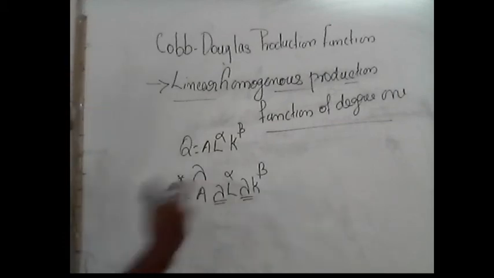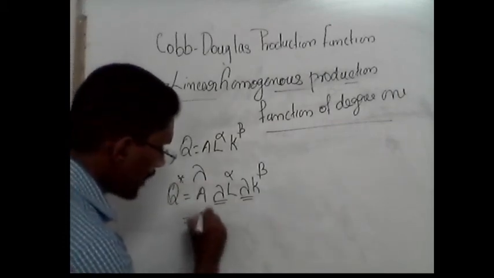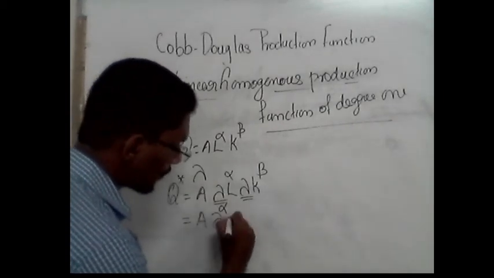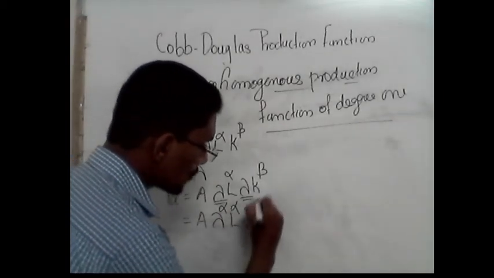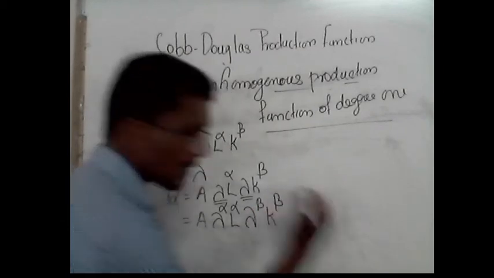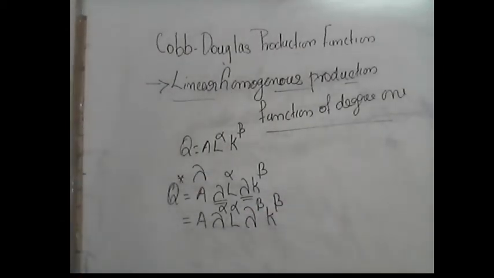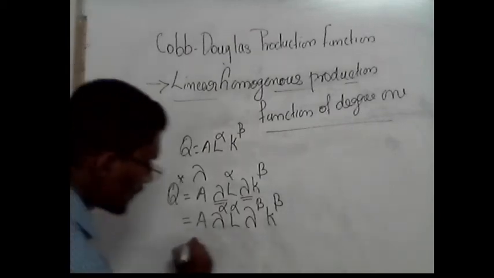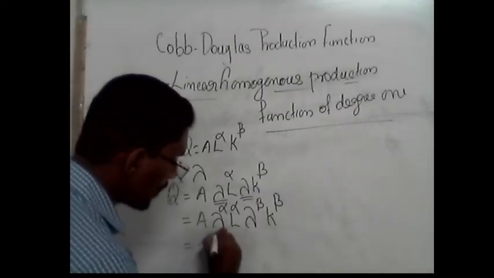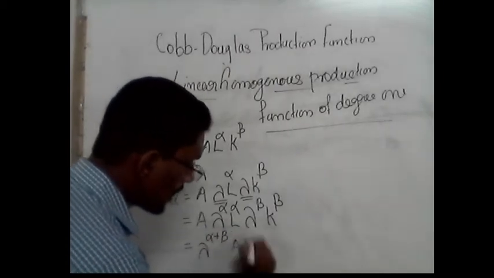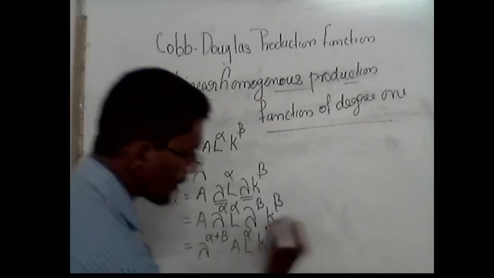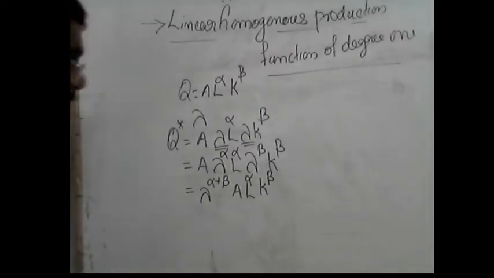And this can be rearranged as A lambda raised to alpha, L raised to alpha, lambda raised to beta, and K raised to beta. And we can take the common factors outside, and thereby this is equal to lambda raised to alpha plus beta, A L raised to alpha K raised to beta.